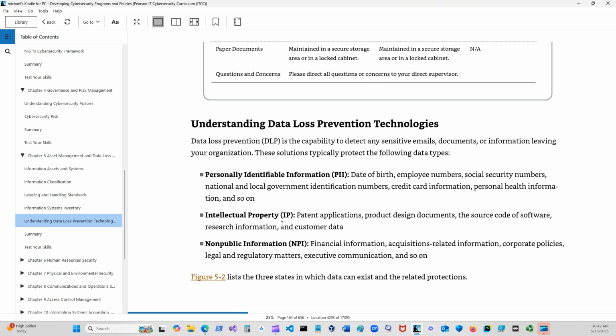Intellectual property, IP: patent applications, production design documents, the source code of software, research information, and customer data. Non-public information, NPI: financial information, acquisition-related information, corporate policies, legal and regulatory matters, and executive communication, and so on.